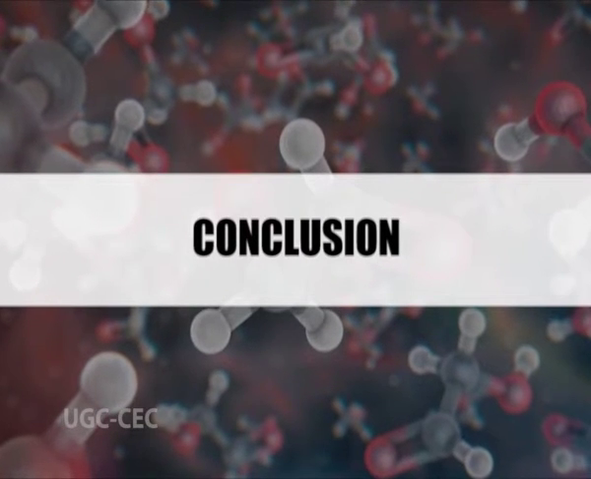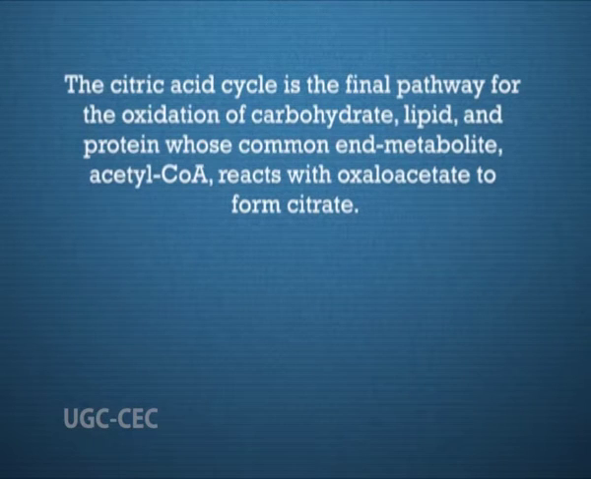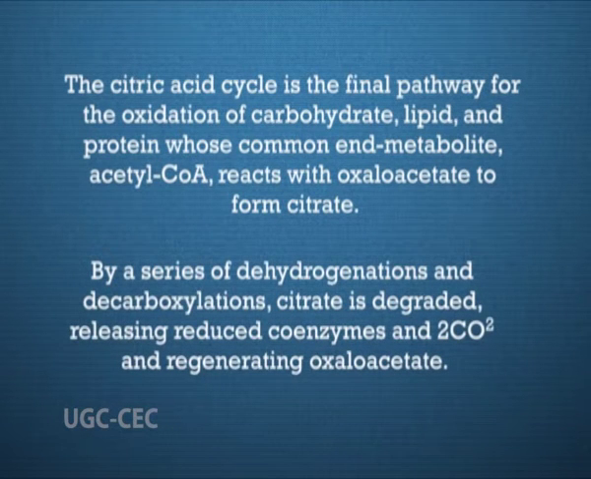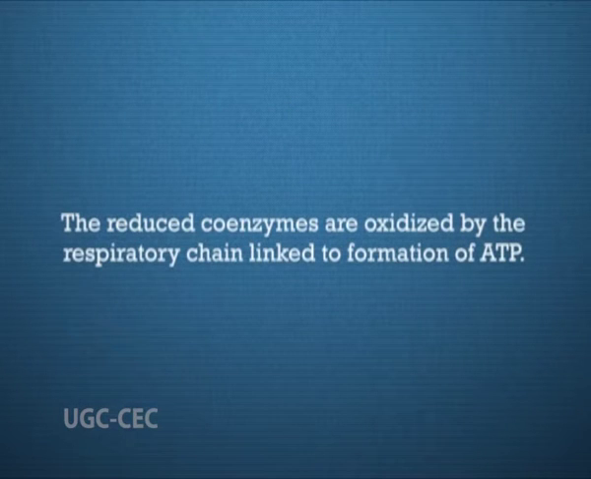Finally, let's come to the conclusion. The citric acid cycle is a final pathway for the oxidation of carbohydrates, lipids, and proteins whose common end metabolite, acetyl-CoA, reacts with oxaloacetate to form citrate. By a series of dehydrogenations and decarboxylations, citrate is degraded, releasing reduced coenzymes and molecular carbon dioxide and regenerating oxaloacetate. The reduced coenzymes are oxidized by the respiratory chain linked to the formation of ATP.